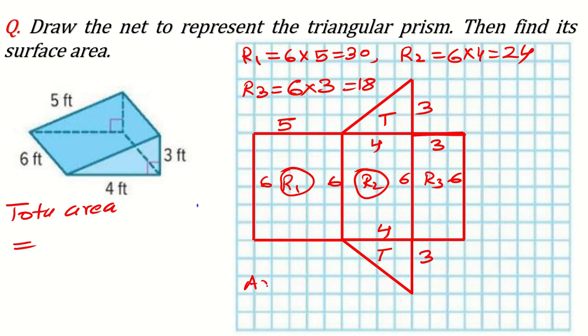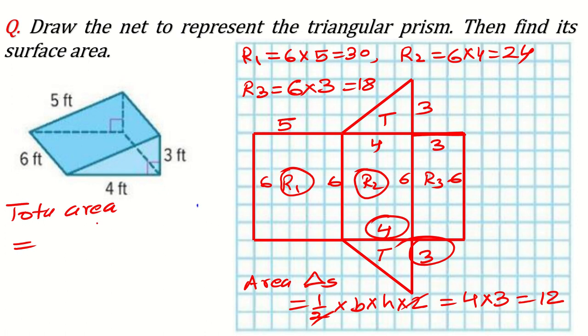And area of triangles, both triangles, okay? So half times base times height times 2. This 2 and 2 cancelled out. And what is base? Base is 4, height is 3. So 4 3s are 12, because this is base and this is height, okay? So total area will be how much? 30 plus 18 plus 24 plus 12. So add them: 30 plus 18, 48. 48 plus 24, 72. 72 and 12, 84 square feet.